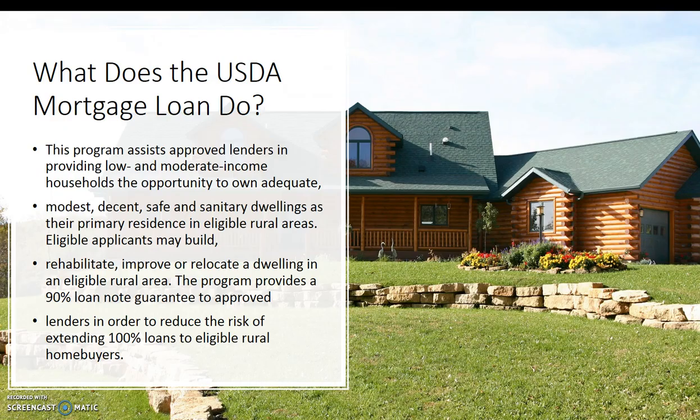So let's get started. What is the USDA mortgage, why is it available, and why was it created? Well, basically it was created for low to moderate income households to buy properties in eligible rural areas. And the reason being is a lot of lenders were really reluctant to lend in rural areas for a lot of reasons. I won't go into those details, but it existed. So that's why there became a need for a USDA program.